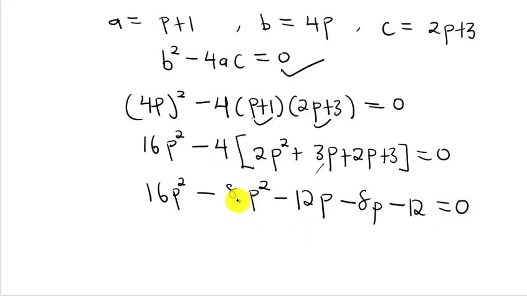So there are like terms there. We try and simplify that. 16p² minus 8p² gives us 8p². Minus 12p minus 8p gives us minus 20p. So minus 12 is equal to 0. Now the equation that we have here is a quadratic equation. So we need to solve this equation and get our two values for p, because the equation is quadratic.